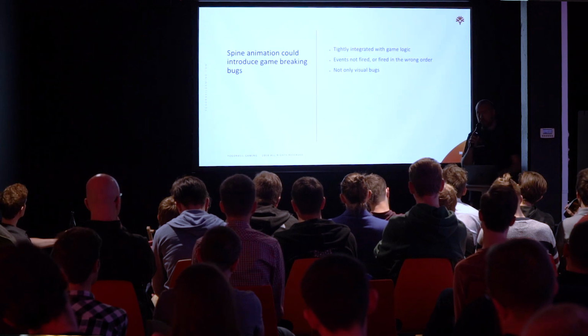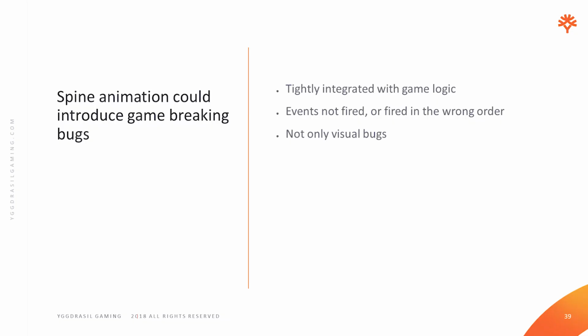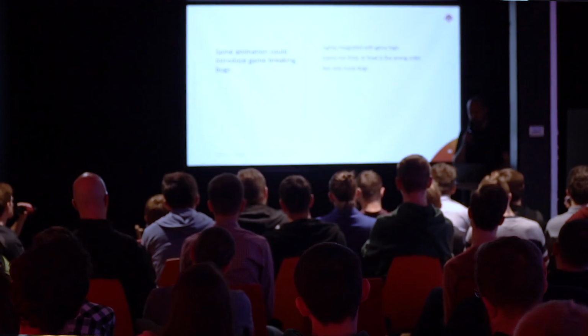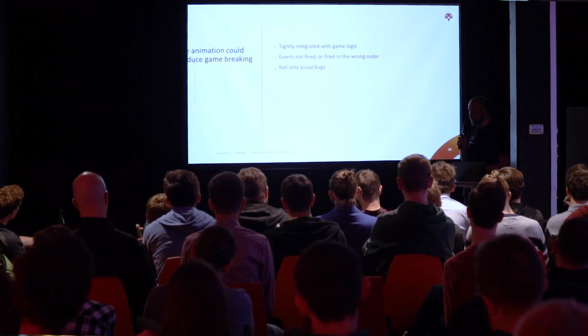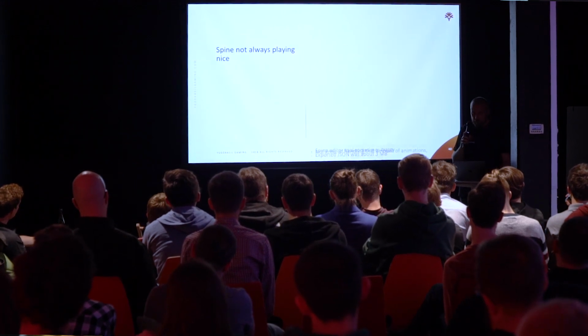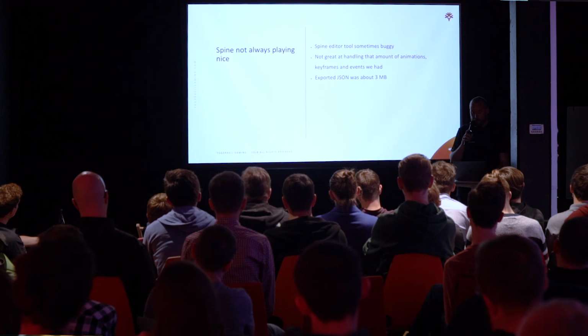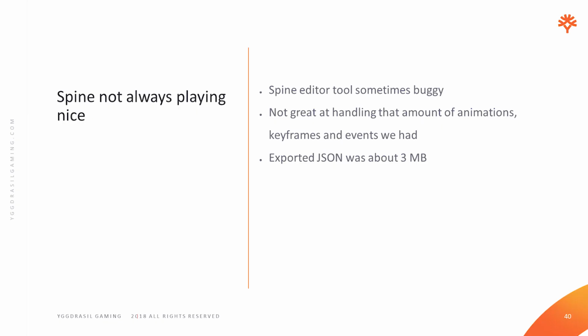Animations were tightly integrated with game logic, and because of that, they could introduce game-breaking bugs. Events could have the wrong name or be fired at the wrong time. So after any change to the animation, we had to carefully test everything again, and that was very many times. And sometimes the Spine tool was kind of buggy when handling the amount of keyframes and events that each of our animations had.